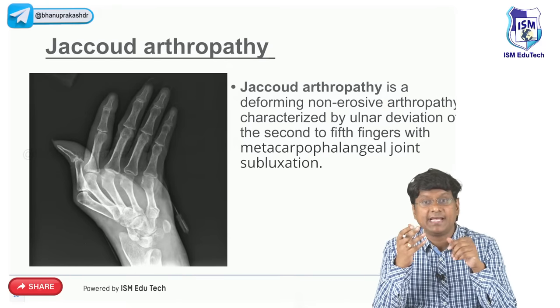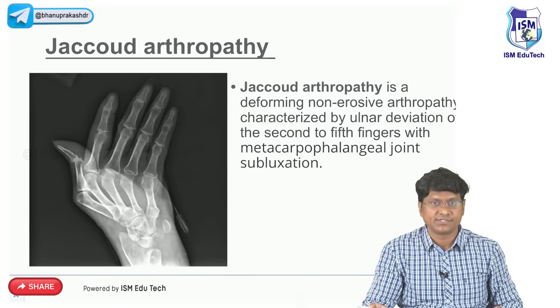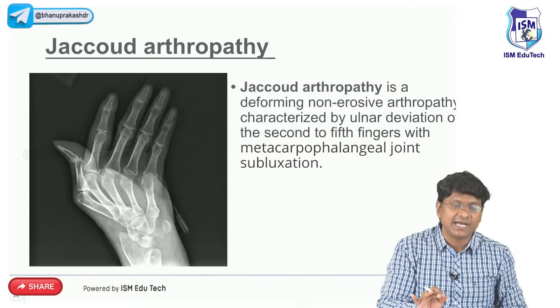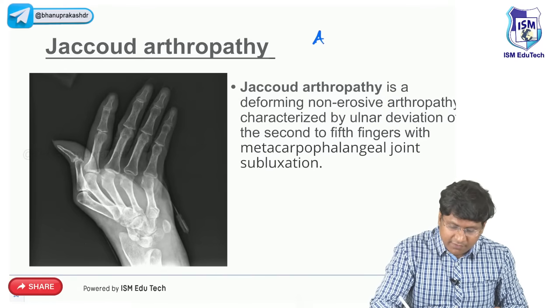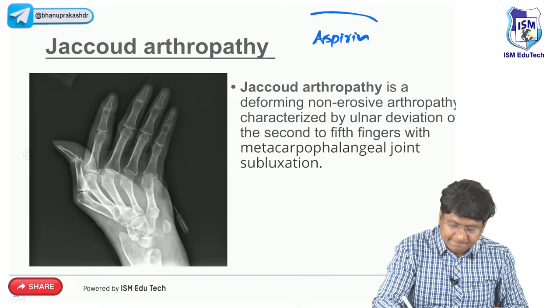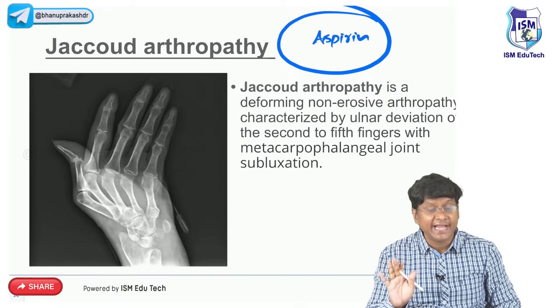So that is what is called the migratory polyarthritis. Okay. In these patients with arthritis, what is the drug of choice? The drug of choice for arthritis will be aspirin. That too, we give high dose aspirin.